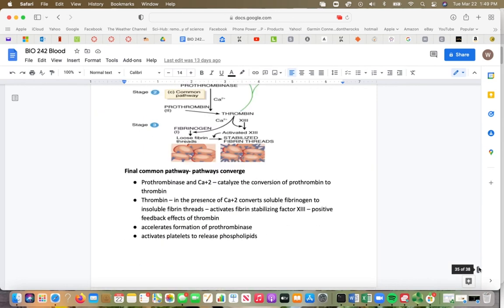So the final common pathway, the prothrombinase and calcium catalyze the conversion of prothrombin to thrombin. That's going to convert the soluble fibrinogen into insoluble fibrin threads. It activates the fibrin stabilizing factor 13 and your positive feedback effects of thrombin. So this will accelerate forming prothrombinase and activates the platelets to release phospholipids.